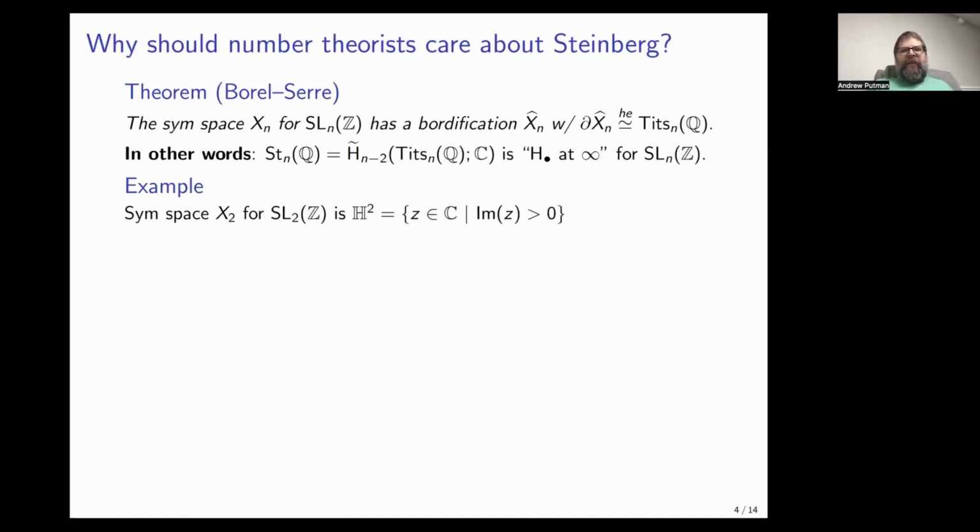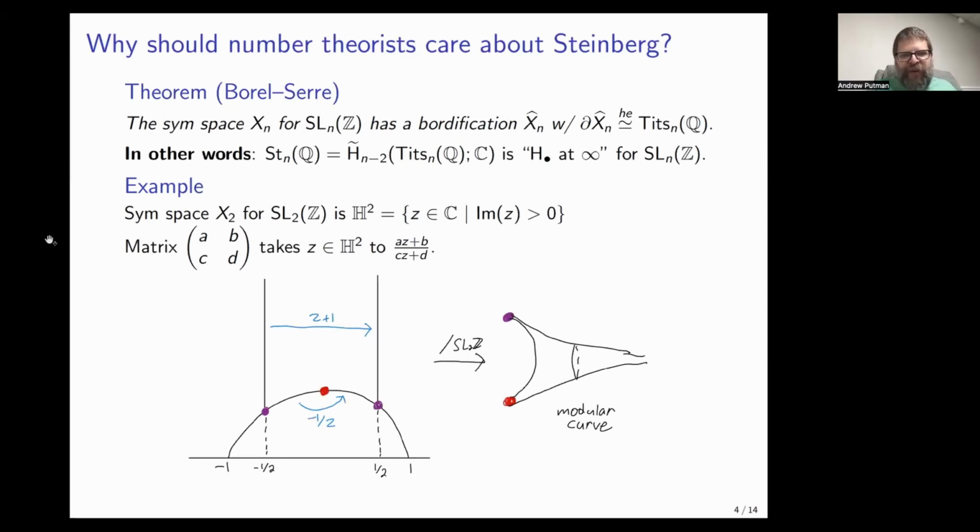The easiest example is when n equals 2. And so the symmetric space X_2 for SL_N(Z) is just the upper half plane, the set of complex numbers with positive imaginary part. So how does SL_2(Z) act on the upper half plane? Well, a matrix (a b; c d) acts by linear fractional transformations. It takes a number z inside the upper half plane to (az + b)/(cz + d). And if z has positive imaginary part, so does (az + b)/(cz + d). That's something that I think is familiar to most of us.